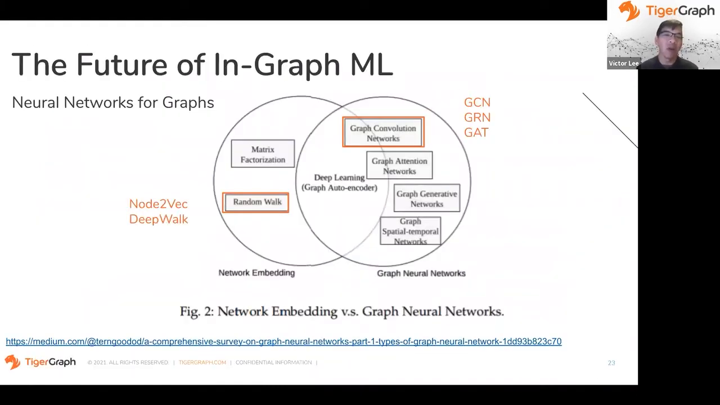What I wanted to talk about here is the new in-graph machine learning techniques. You have neural networks, you have network embeddings. I'm in the process of co-authoring a book with O'Reilly about graph machine learning, and we talk about some of these techniques. So I'd love you to take a look at O'Reilly or TigerGraph. We'll talk more about Node2Vec and DeepWalk as random walk-based network embeddings.